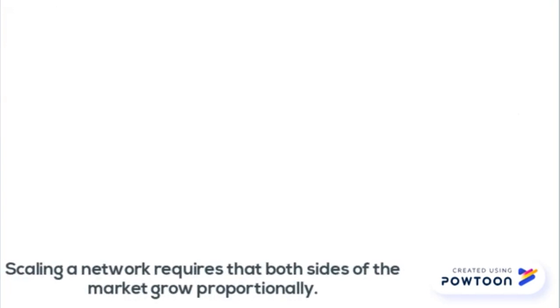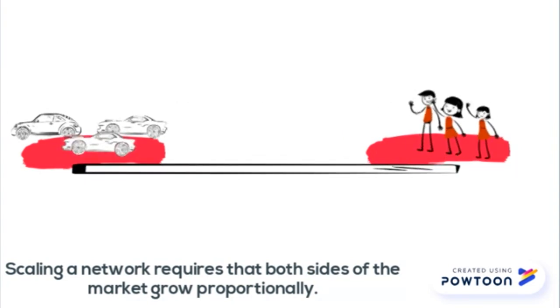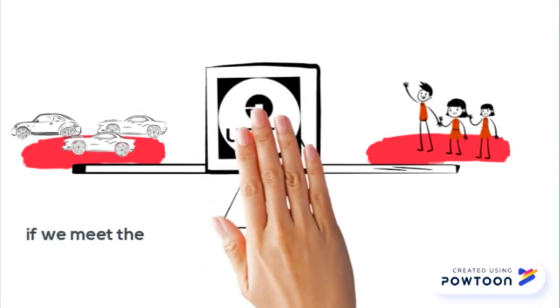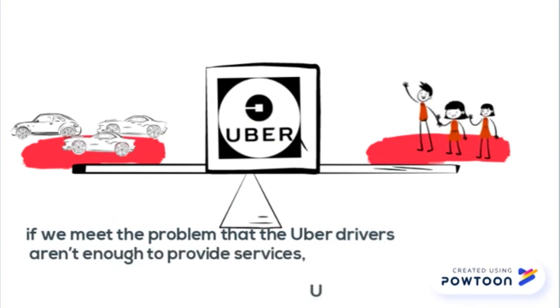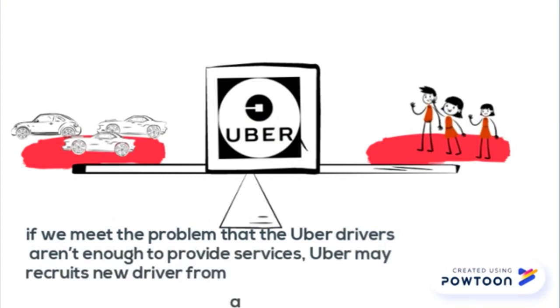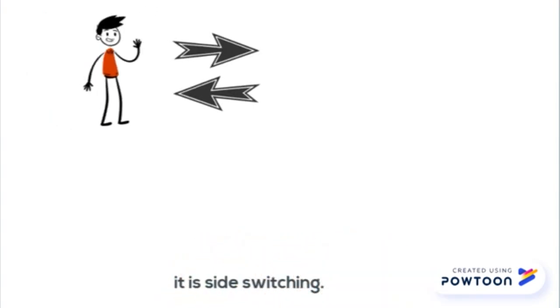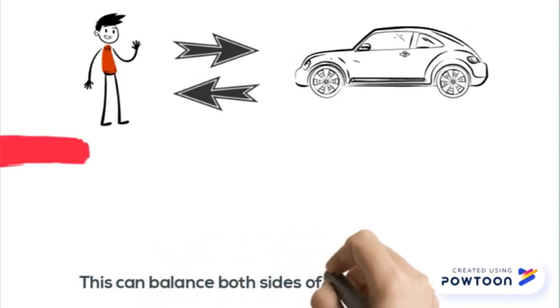Scaling a network requires that both sides of the market grow proportionally. Like Uber not only needs drivers, but also needs riders. So if we meet the problem that the Uber drivers aren't enough to provide services, Uber may recruit new drivers from among its rider pool. It is side switching. Therefore, this can balance both sides of the market.